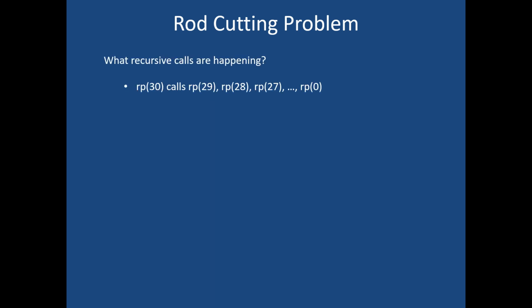Okay, so let's look more carefully at what's happening. RP, what's RP stand for? Rod profit. Rod profit of 30 is in a loop, considering all the places it can make a cut. It makes those 30 recursive calls. It calls RP of 29, it calls RP of 28, it calls RP of 27, and so on down the line. That's what RP of 30 makes.